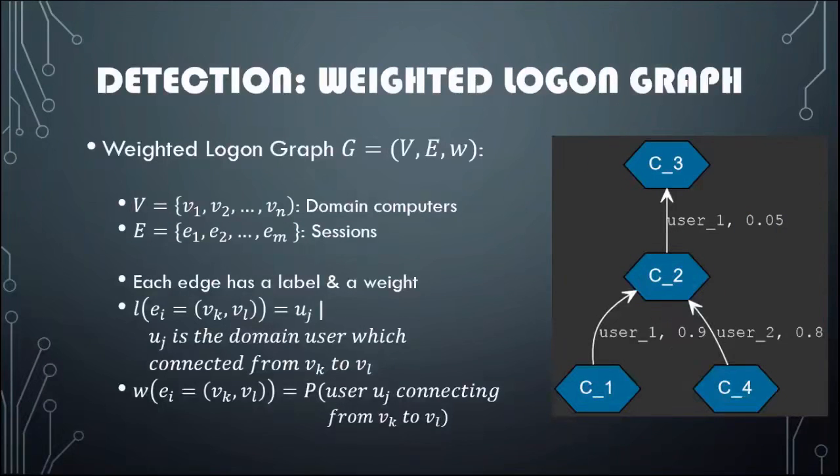Okay, next and last definition is a weighted logon graph. This is the same as the previous graph with an additional parameter on the edge. We're adding a weight to every edge in the graph, and that weight represents the probability of that user performing that connection. We still don't know how we compute this probability. This is just a definition. For example, here you can see that the probability of user 1 connecting from computer 1 to computer 2 is pretty high. It's 0.9. However, the probability of the same user connecting from computer 2 to computer 3 is pretty low. It's just 0.05. Okay, so this is just an example. Let's see how those definitions have anything to do with detecting an attack.